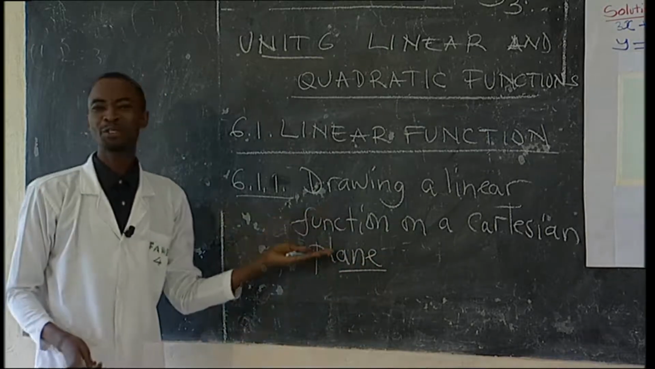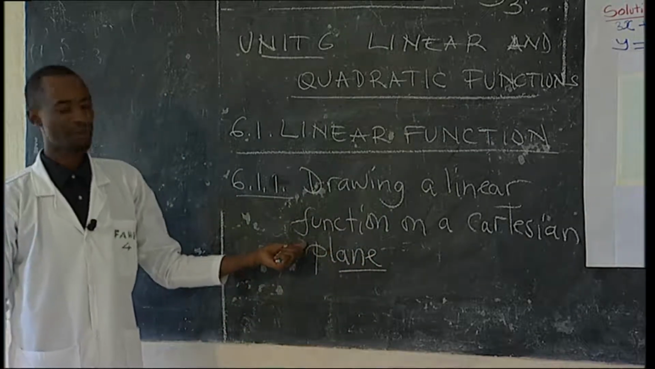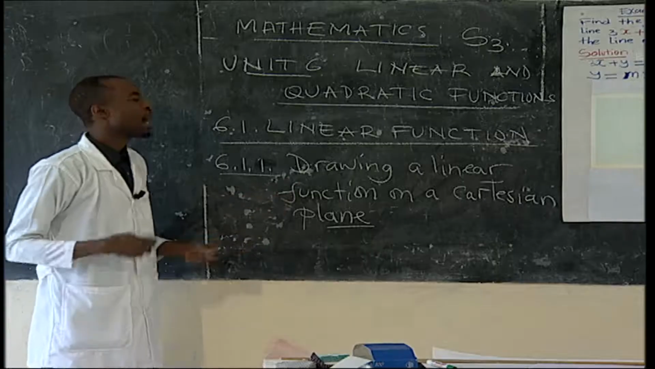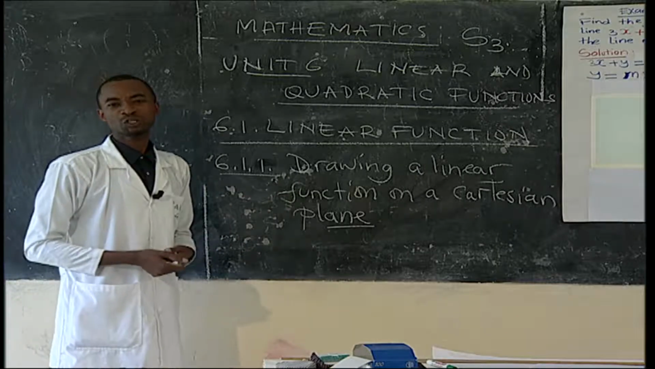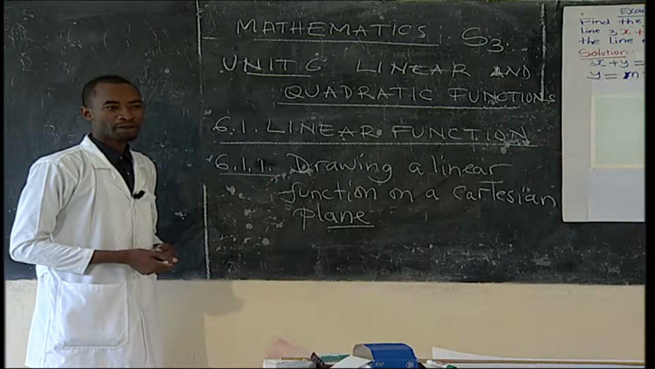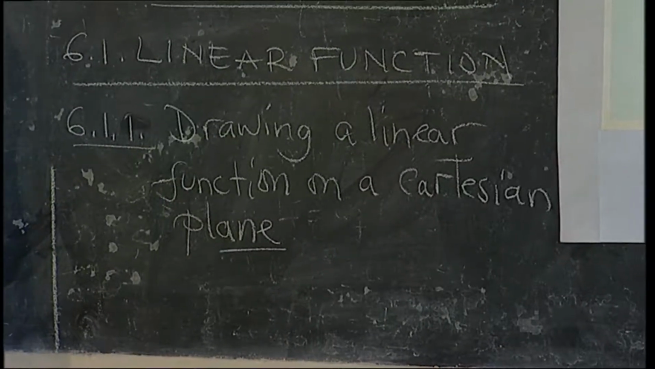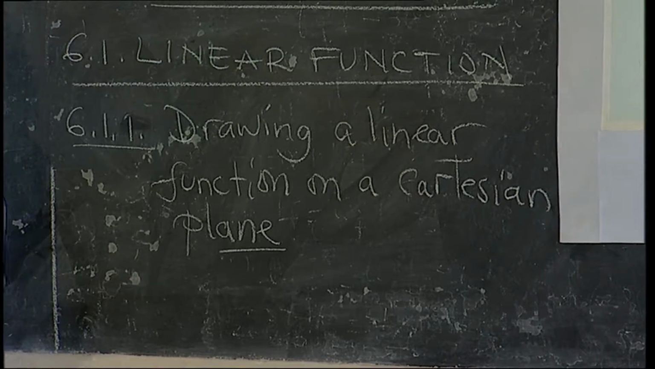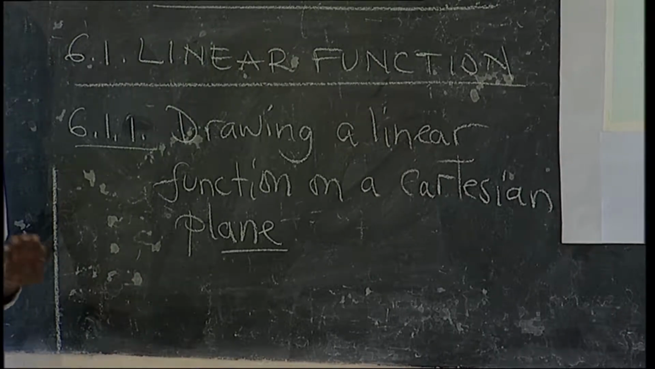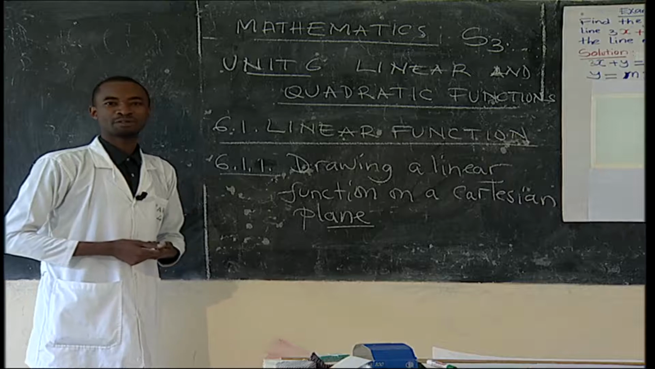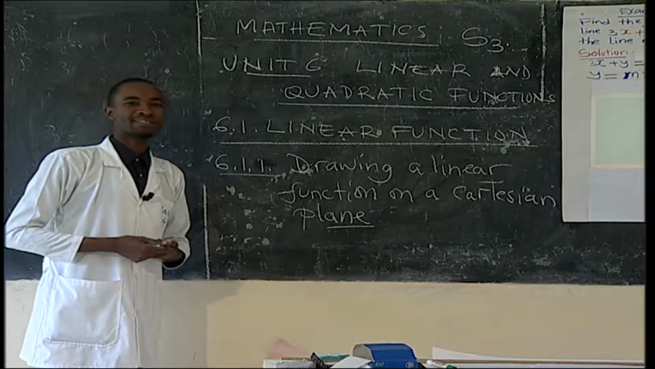So this is the point we are going to learn together. We need to know how I can draw a linear function in the Cartesian plane. But before we proceed, I want you to remember something. We need to know the general form of a linear function. How do we write a general form of a linear function? This is what we learned last time.